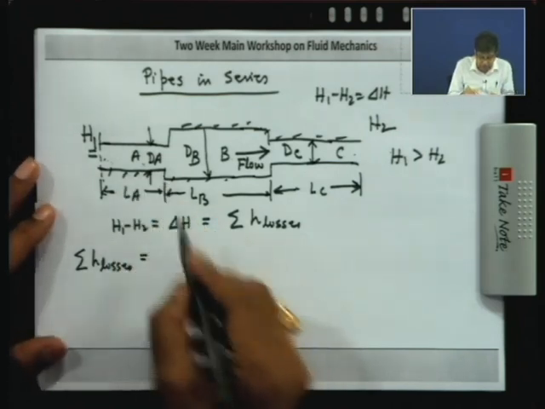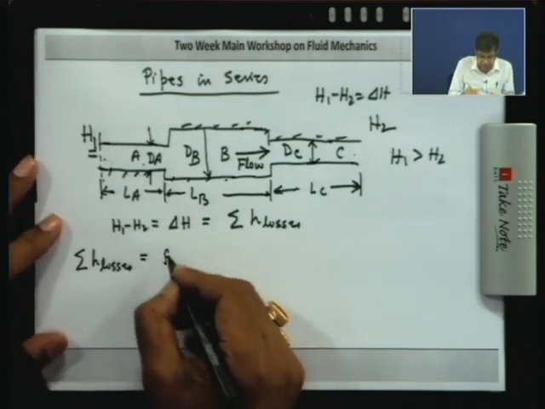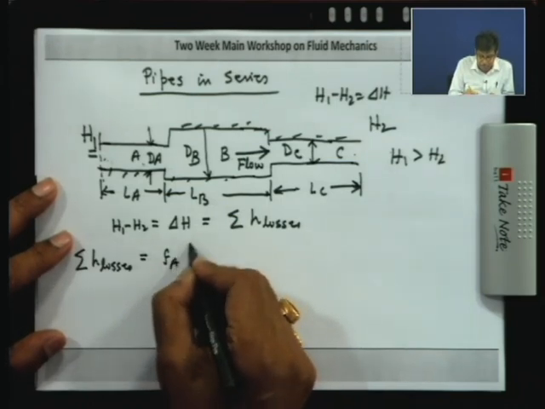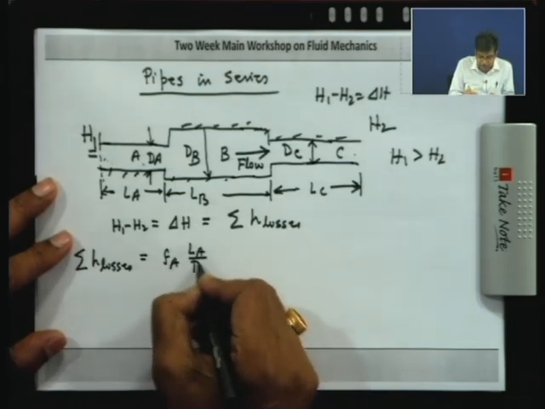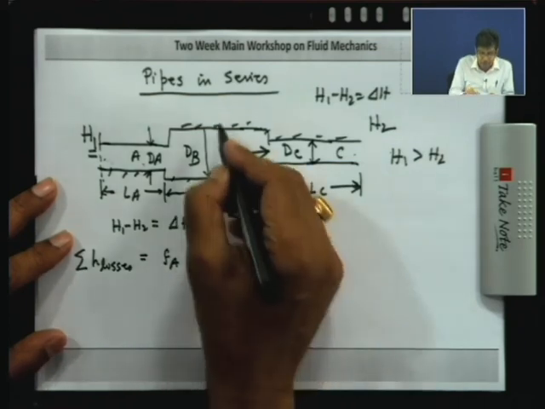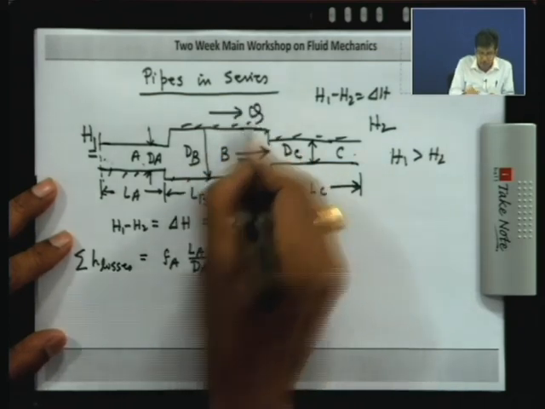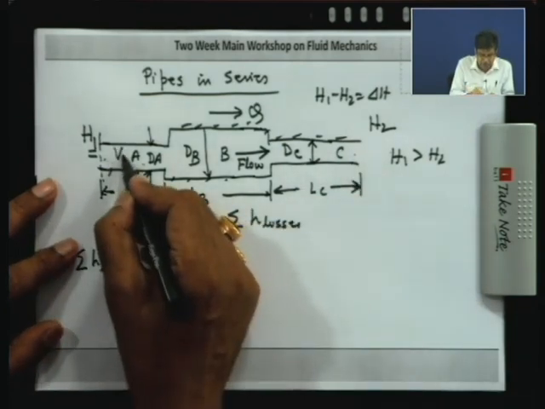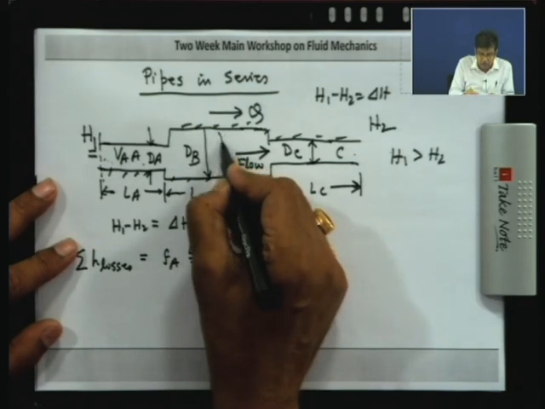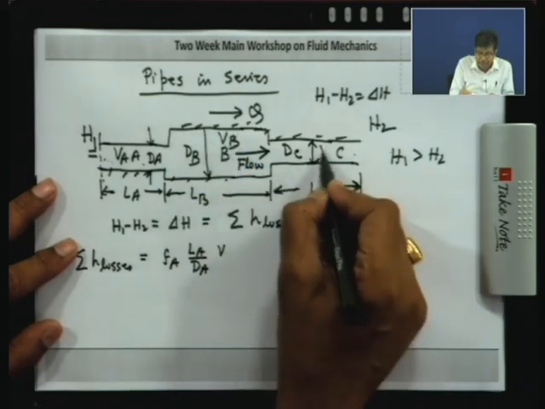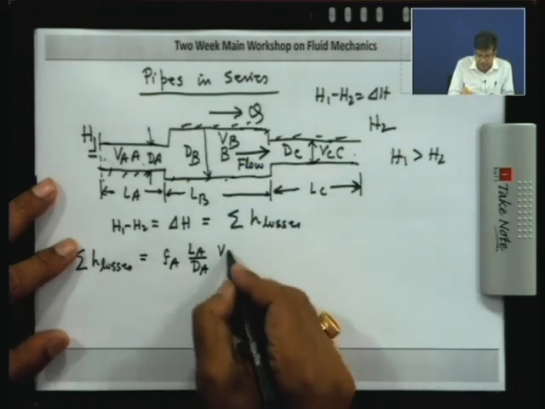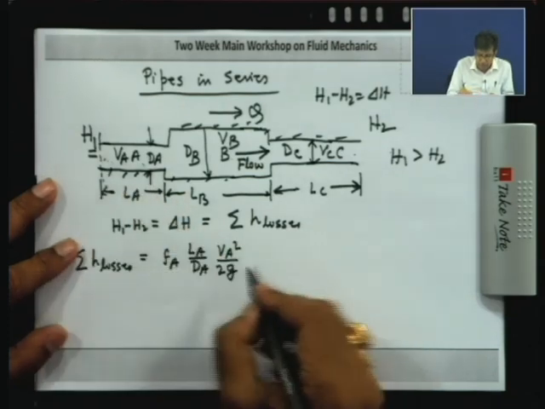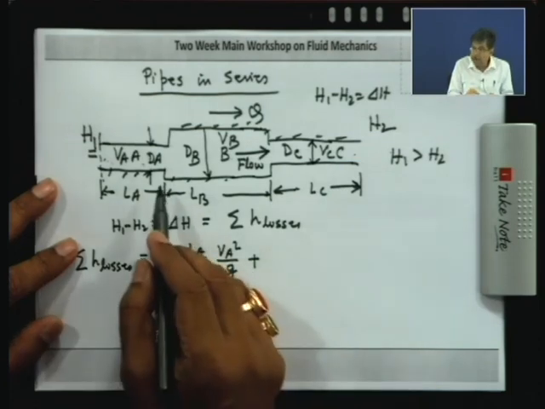That means we take these frictional losses. Here, let the friction factor or friction coefficient in this pipe be FA, LA by dA, and let the volume flow rate be Q, which is constant throughout the pipe in the steady case. So, let the average flow velocity in the pipe be VA. They are varying, they may be changing because the cross-sectional areas are changing. This is the frictional loss, plus we have to now identify the other losses.